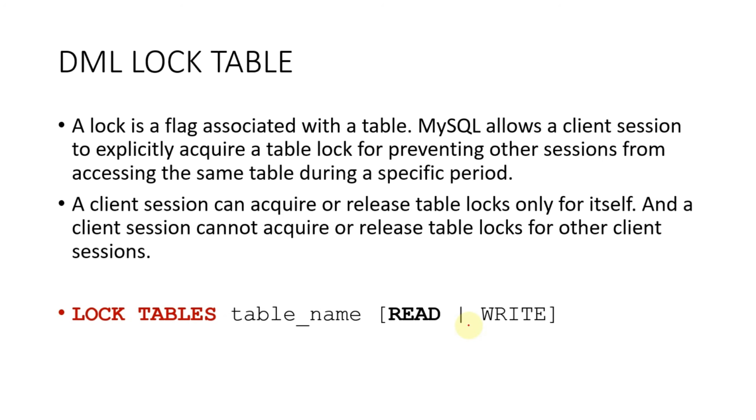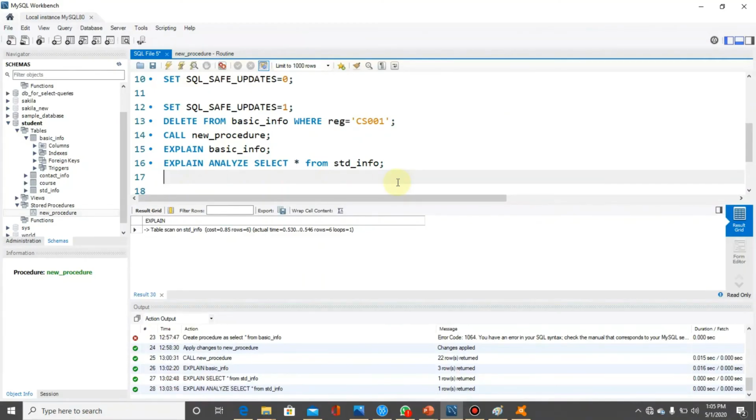So we have a query like this, lock tables, and then table name. We have two parameters, either read or write, so we can apply these. We will study this topic in details in our concurrency topic later. Here I can lock this std info for the user. Actually I am using root now, and the connection is local instance. So for this connection, this std info will be locked.